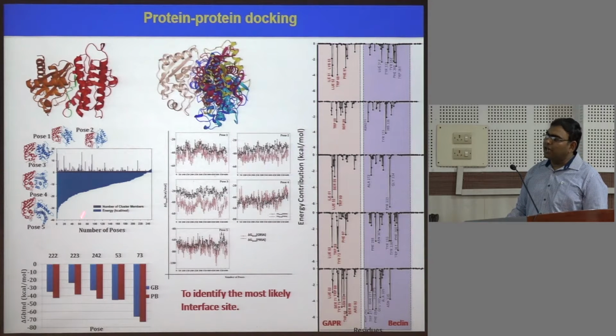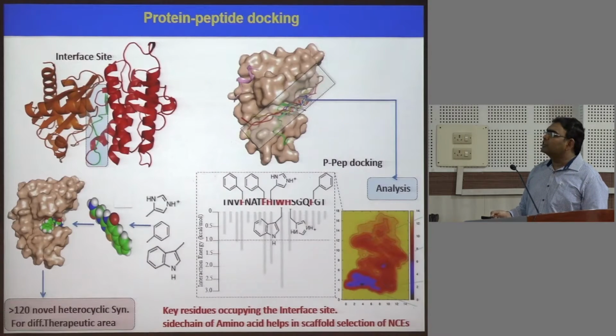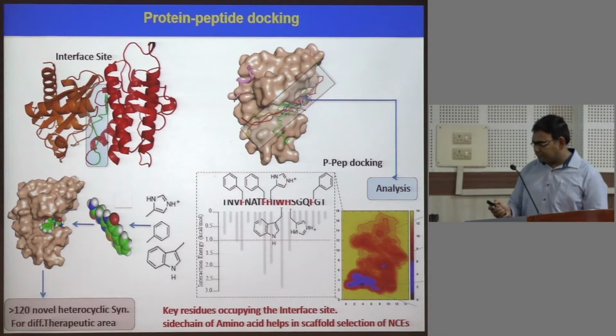Then we performed molecular dynamics simulations, along with the dynamic motion and thermodynamic calculation, to see whether any of these 5 poses are stable. We found that all are stable, but pose number 5 shows the most stable state. So we took this state for the development of the peptides.